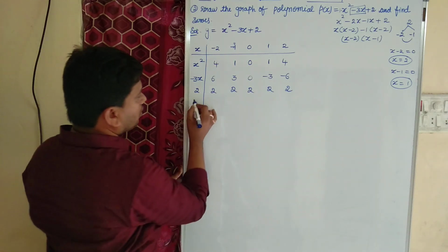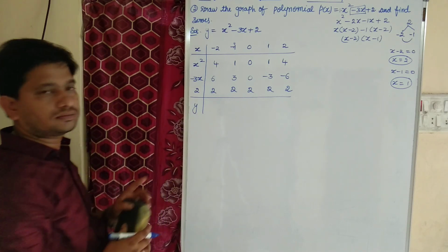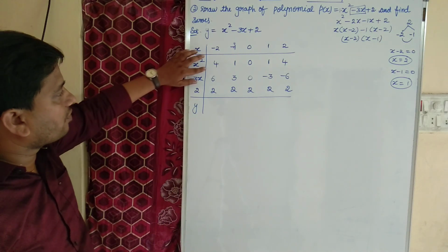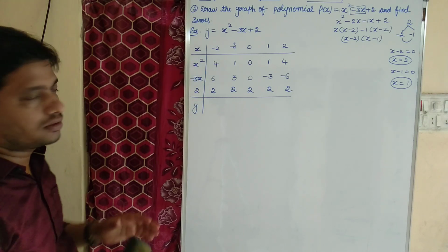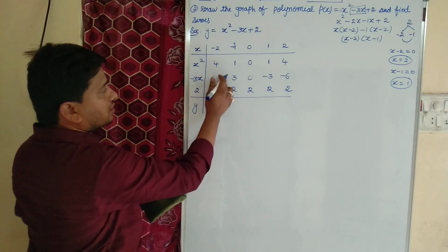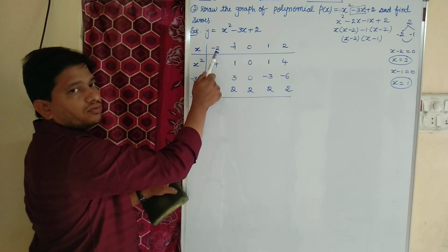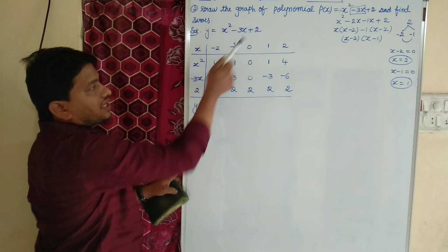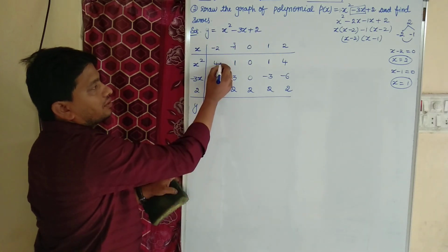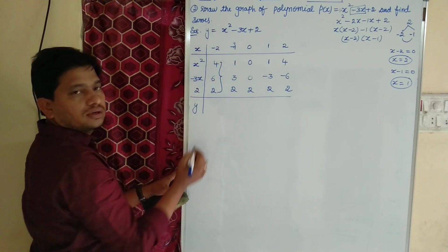Okay. Now we consider this as y, right? Let us perform the operation here. 4 plus 6, 10, 10 plus 2, 12. We should add only these three values, children. Sometimes students forget and add the minus 2 also. We are considering that as the x value. The terms are x square, minus 3x, plus 2. These three only we should add. Okay, that's why better you draw a column.